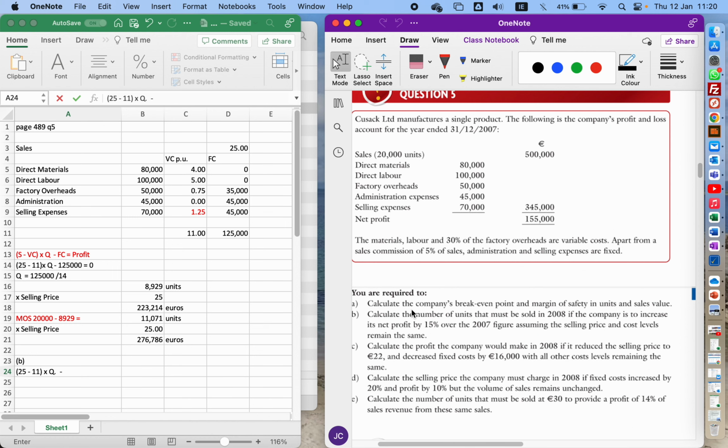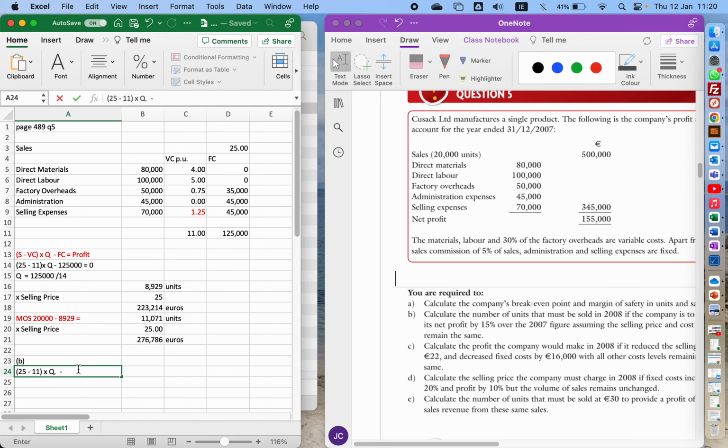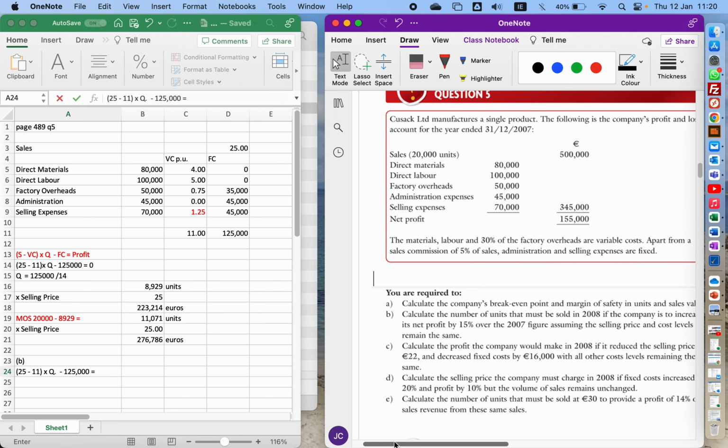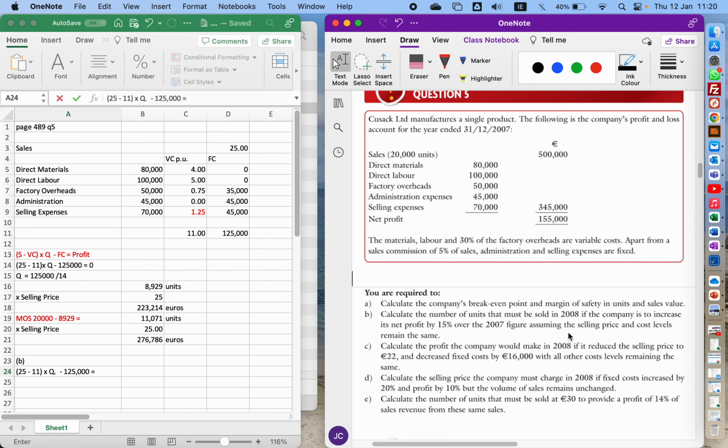And I always find I have to go back and read these again just to double check. It doesn't say anything about fixed costs changing, so therefore fixed cost is going to be 125. Equals, and we want to increase net profit by 15% over whatever the current figure is at the moment. The current figure is 155.